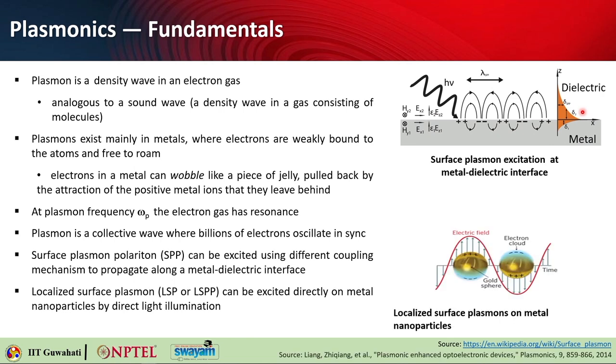There is another type of plasmon also possible that is called localized surface plasmon. As the name suggests, these plasmons are basically localized on nanostructures, something like metallic nanoparticles. And these plasmons can be directly excited just by shining light on them. You do not require a special mechanism to excite those plasmons.